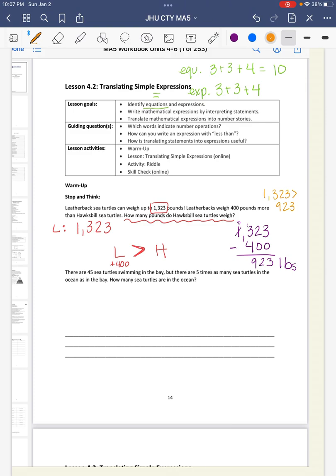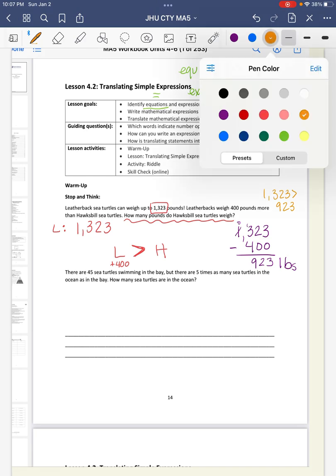There are 45 sea turtles swimming in the bay, but there are 5 times as many sea turtles in the ocean as in the bay. How many sea turtles are in the ocean? Okay, so again, lots of words. They're not really trying to trick you. They're giving you a lot of information though, so you got to break it down a little bit.